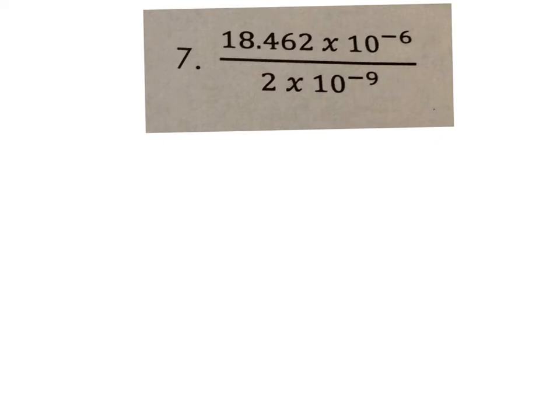Okay, here's problem 7, and because there is a fraction bar, that tells me it's division. So I take the first two numbers and plug them into my calculator and divide them. 18.462 divided by 2 came out to be 9.231 times 10. In division, what do you do with the exponents?